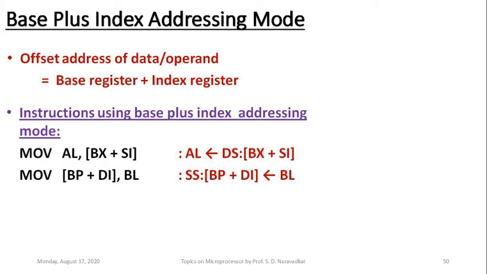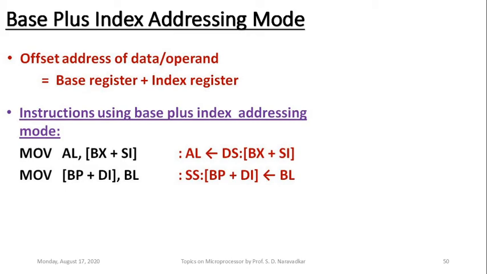The second example here is MOV [BP+DI], BL. So here the source data, which is nothing but the contents of register BL, will be copied to an offset location which is formed by the contents of the base pointer register plus the contents of the destination index register.